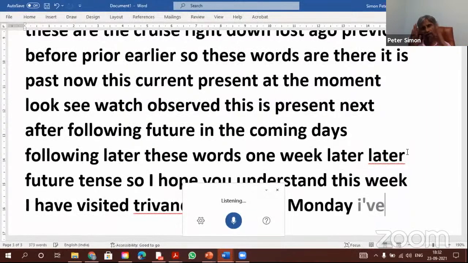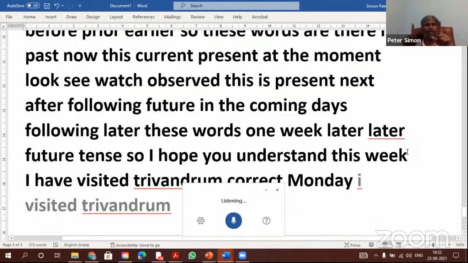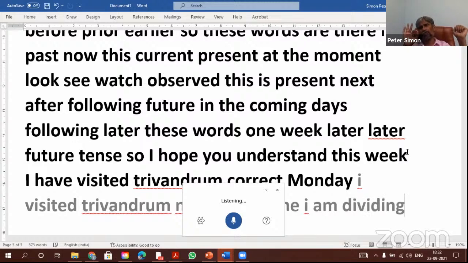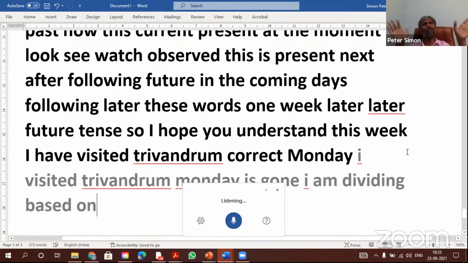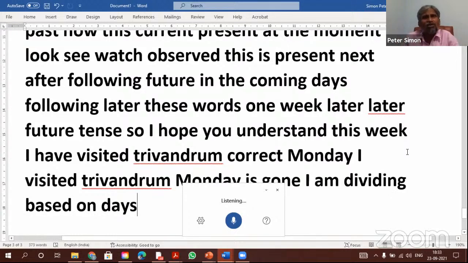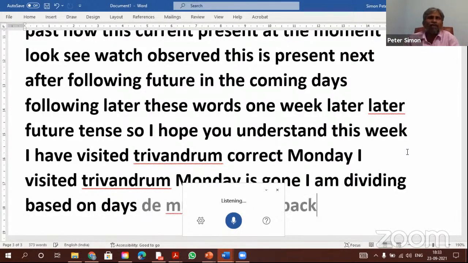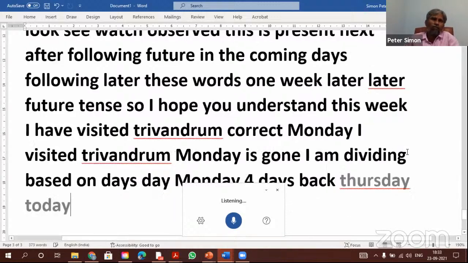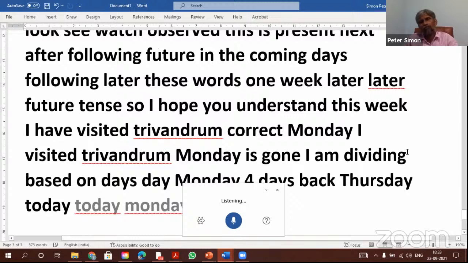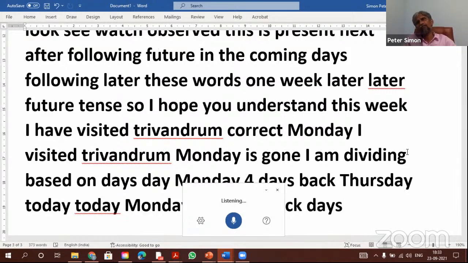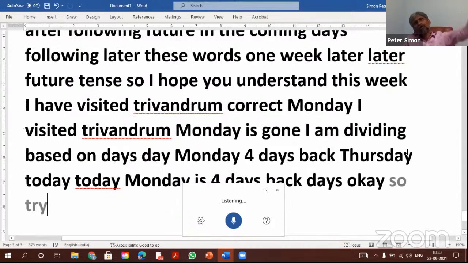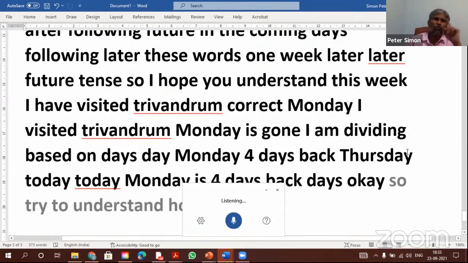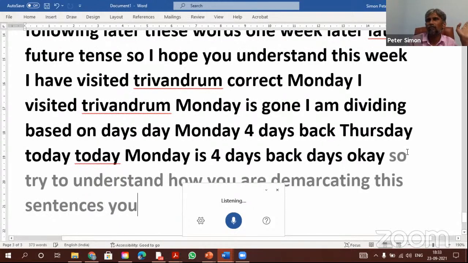So try to understand how you are demarcating these sentences. You can use present tense, you can use past tense. But remember what word you are using. If you do not use the word, everything is correct. If you say yesterday, last week, previous month, a year ago, earlier century, previous decade, all these words, if any one word is there, you should say past tense. I visited. That's all. Past tense only.